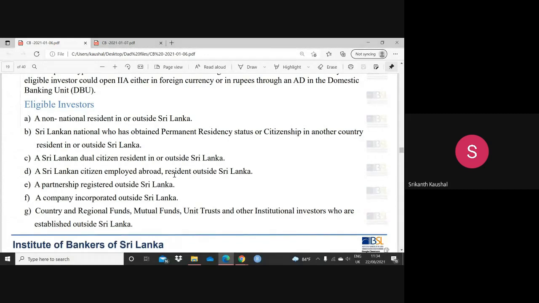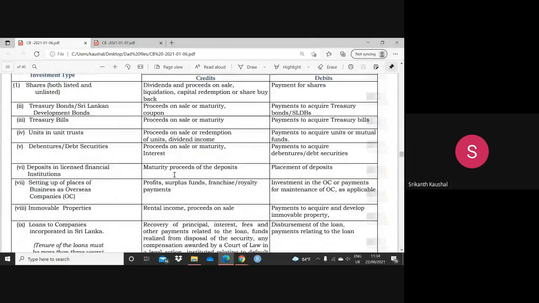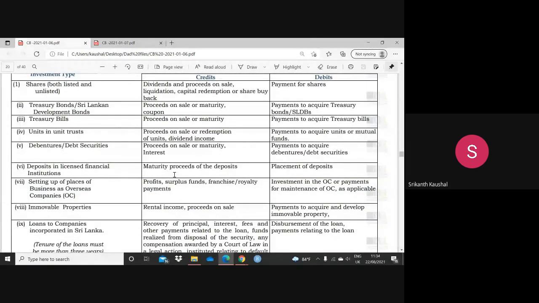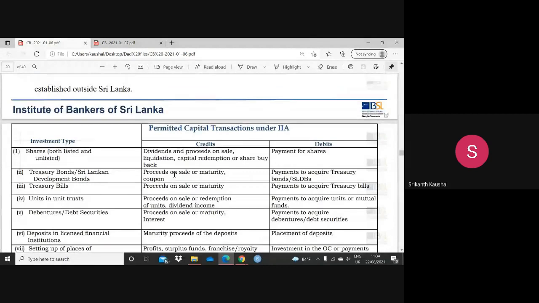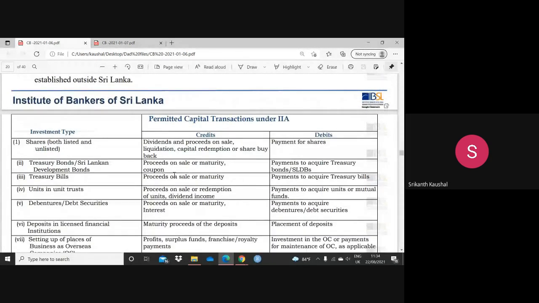What are the investment opportunities? Look at the investment. See the type of investment. They can invest in shares, both listed and unlisted. What do you mean by listed and unlisted? Can anybody answer?